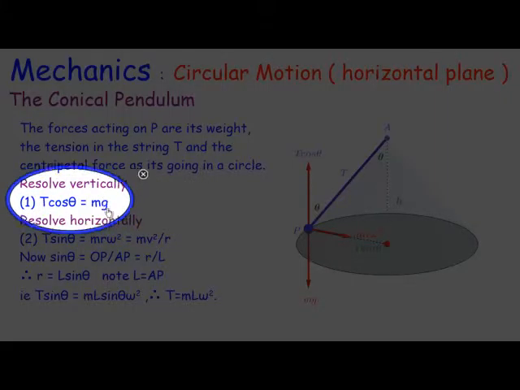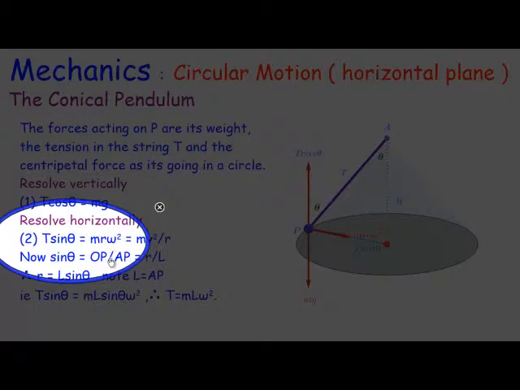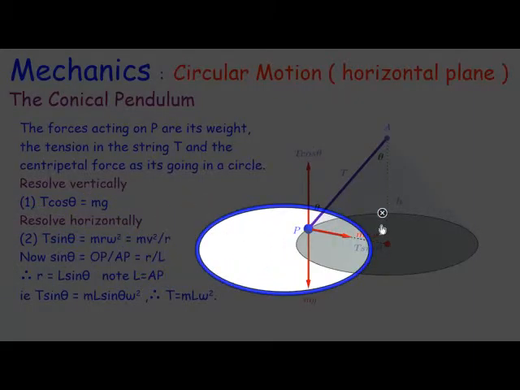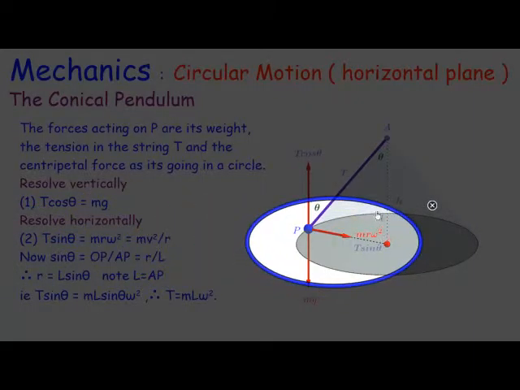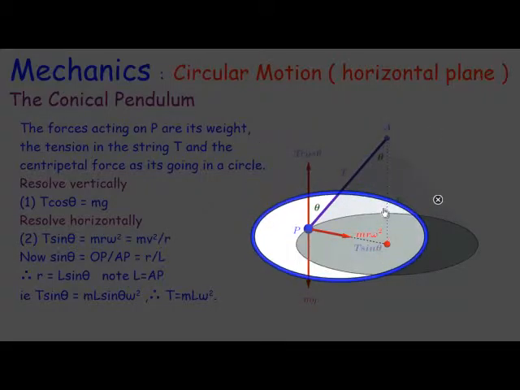That's resolving vertically. Now you're resolving horizontally. The centripetal force is acting in the same direction as the component of the tension, T sine theta. Those two are balanced as well. It's in equilibrium. It's not actually moving out, if you like to think of it like that. It's fixed horizontally and vertically.